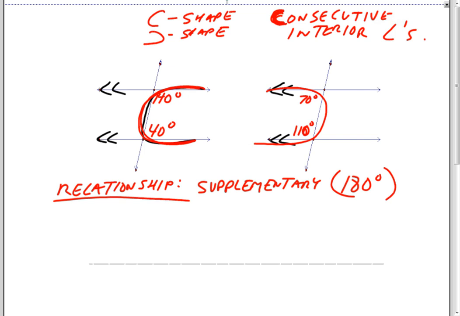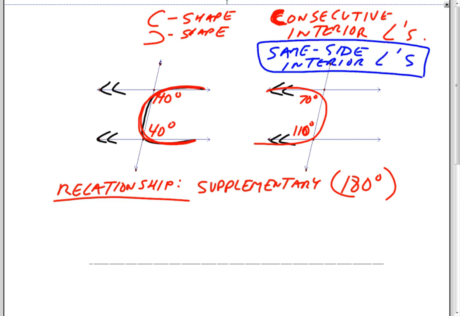Are they on the same side of the transversal or opposite? Same side. You might see this term: same side interior angles. Both of these terms mean the same exact thing. Some textbooks use one, some use the other. The SOL test for Virginia uses both. So you just got to be ready for both terms.